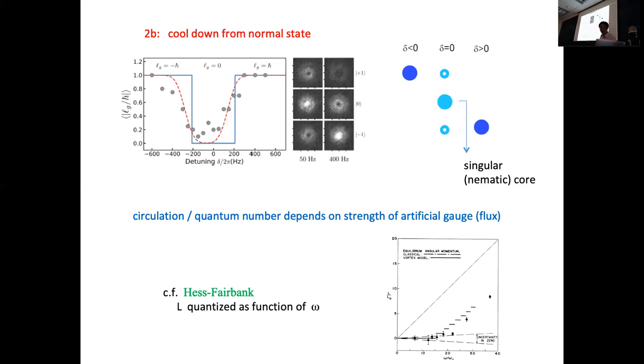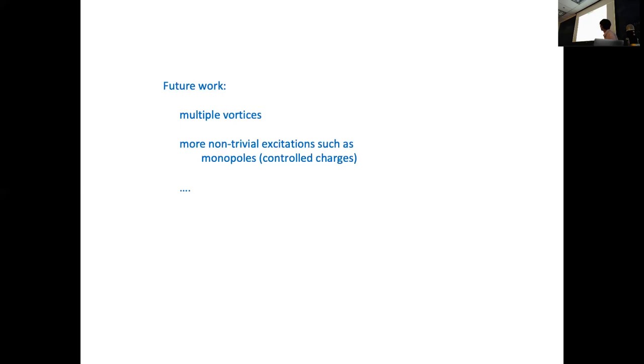So the ground state or the circulation number depends on the strength of the artificial gauge field that we put in. That is similar to a very old experiment by Hess and Fairbank, where the angular momentum of the helium-4 superfluid actually depends on the rate at which you rotate the container. That's the ground state you obtain for the different cool-downs. Okay, that's it.